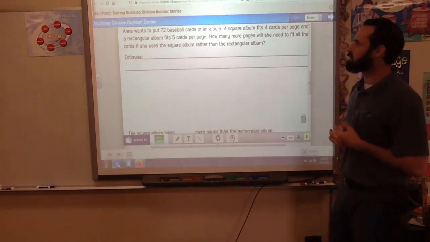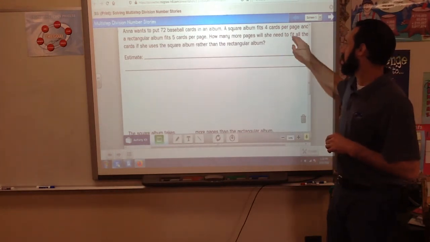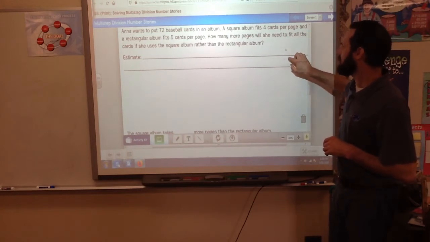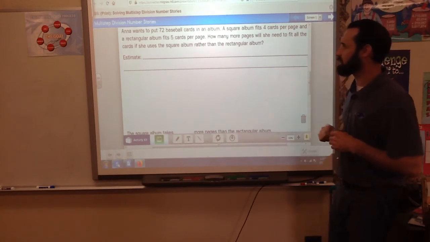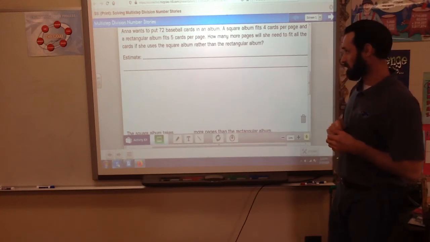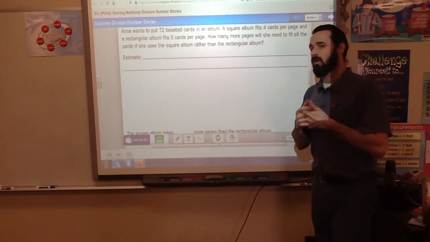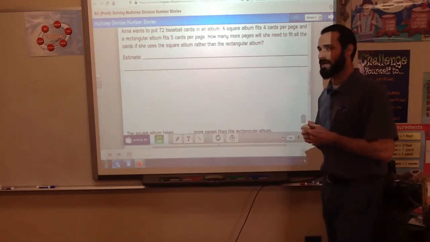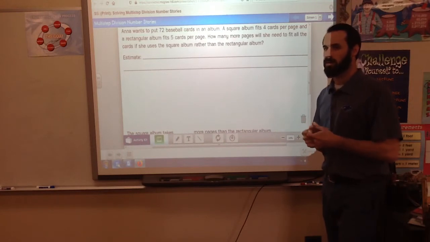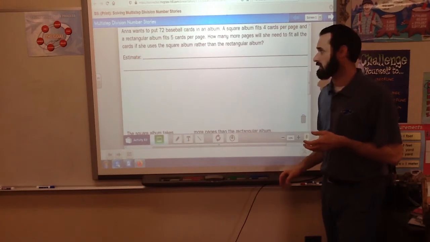Wants to put 72 baseball cards in an album. A square album fits 4 cards per page, and a rectangular album fits 5 cards per page. How many more pages will she need to fit all of the cards if she uses the square album rather than the rectangular album? So what we know is that we are going to need more pages if we use the 4-page book, because you just can't put as many cards in.